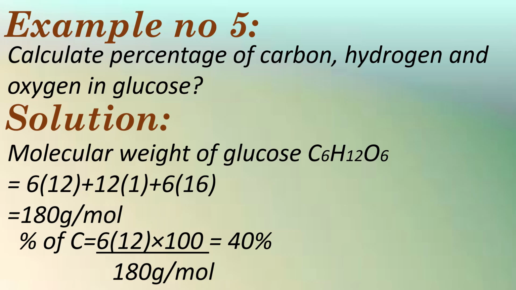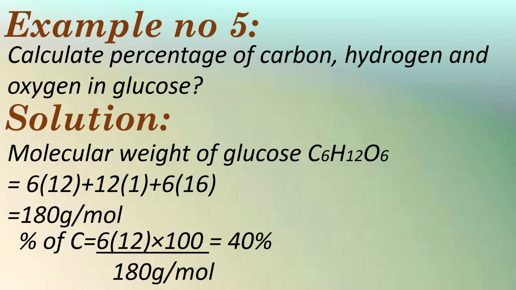Example number 5. Calculate the percentage of carbon, hydrogen and oxygen in glucose. So here we have to find the percentage composition of glucose, since glucose consists of C6H12O6: carbon, hydrogen and oxygen. Solution. First, we will calculate the molecular weight of glucose, C6H12O6.